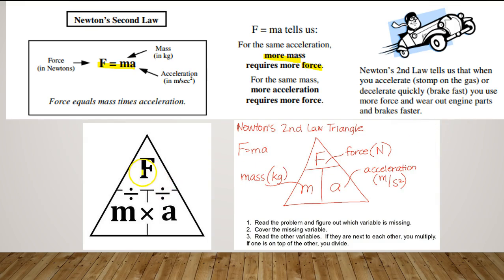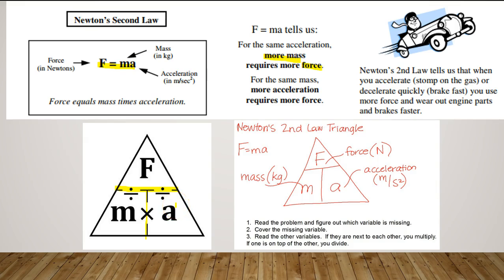So here is a way to use this second law formula. You have force equals mass times acceleration. The line right here at the top means whatever crosses that line, you're going to divide. Whatever crosses this middle line here, you're going to multiply. So depending on what the question asks you, you have to pay attention to the variable. If a question asks you what is the force, you will cover up the F and then multiply the mass times acceleration. If the question asks you what is the mass, you cover up the M and you divide force by acceleration.